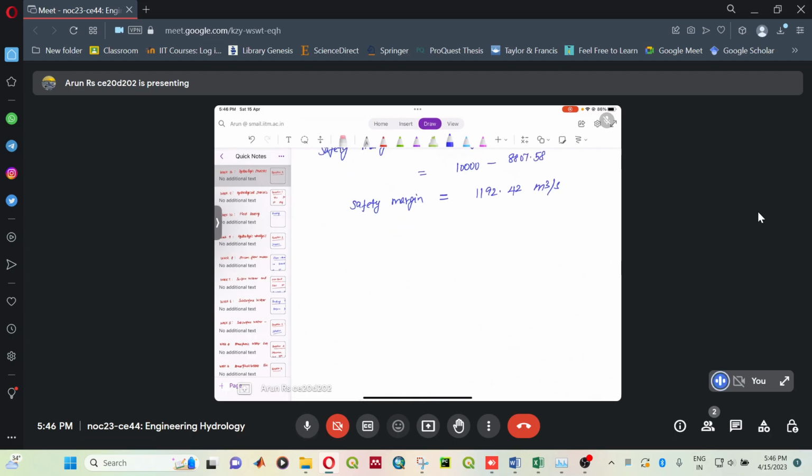You can also find it in terms of percentage. If you want to find it in terms of a percentage, then percentage safety margin is Q design minus QT divided by Q design. So you can find it in terms of percentage also.